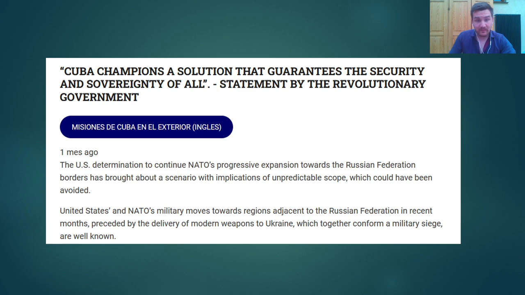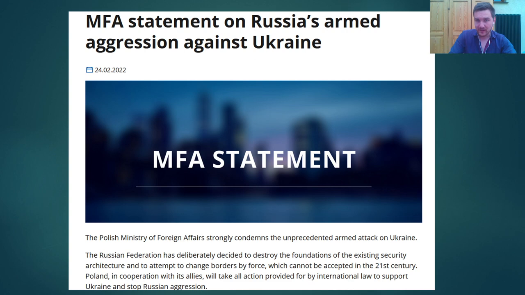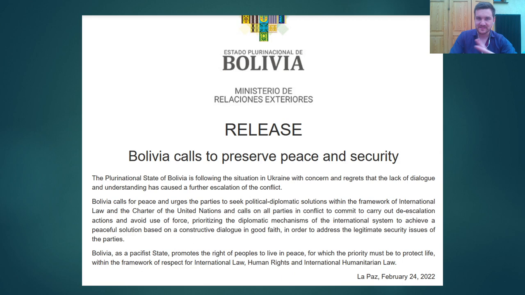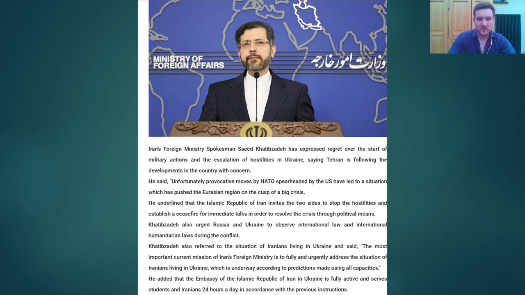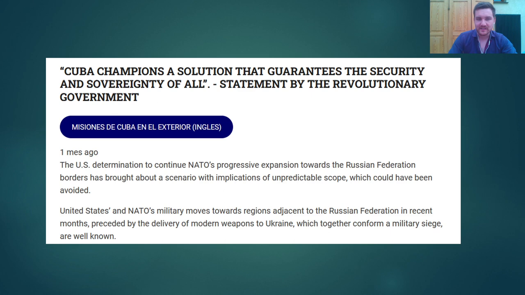In fact, the Polish government says basically the war is Russia's fault. Bolivia urges everyone back to peace, but doesn't say who is the perpetrator, so it stays neutral. Same goes for Iran, which also stays neutral. Or I think, no, Iran blames NATO. Iran says the root of the problem is NATO expansion eastwards. And here is the Cuban government also saying it's NATO's fault.